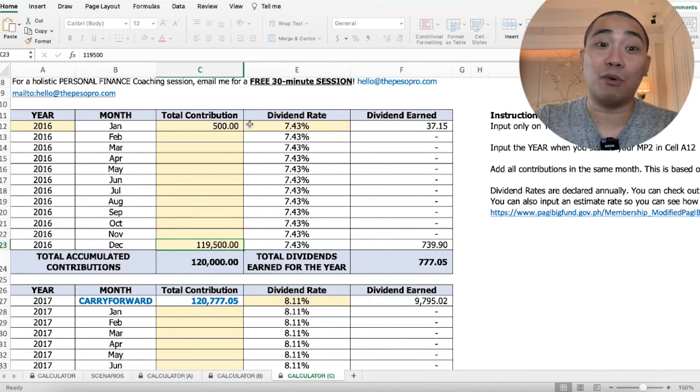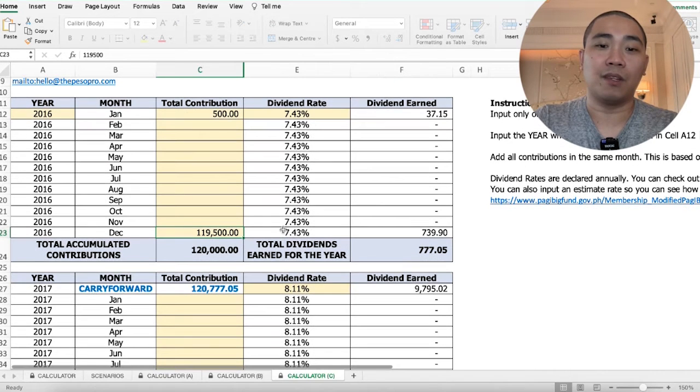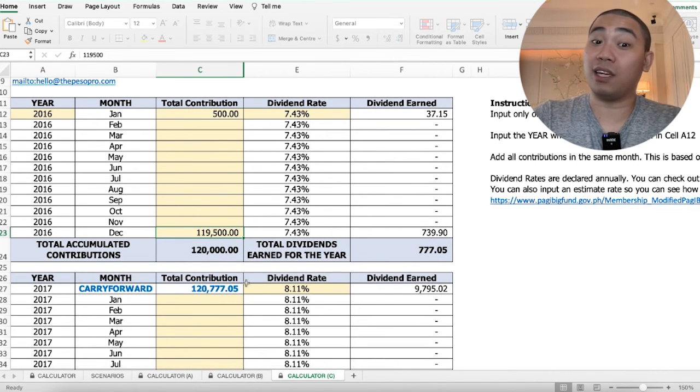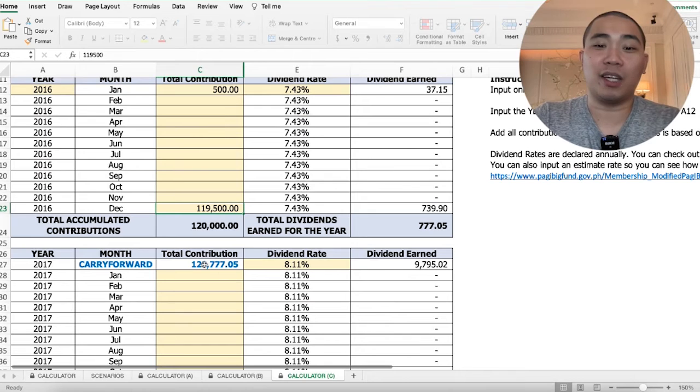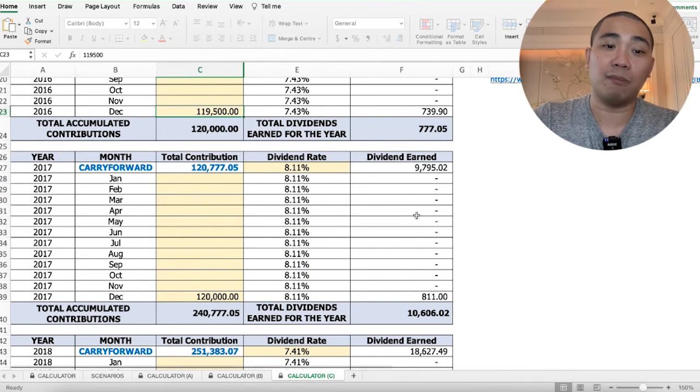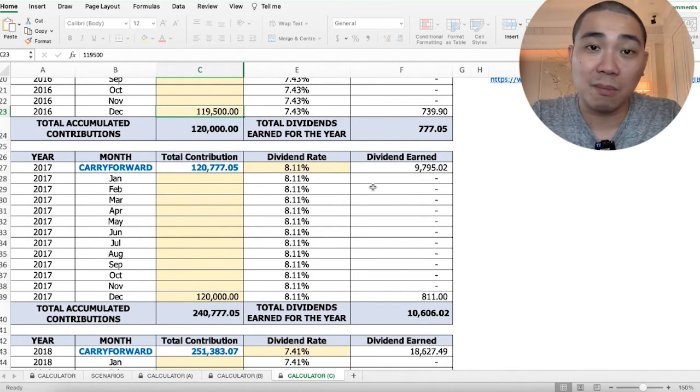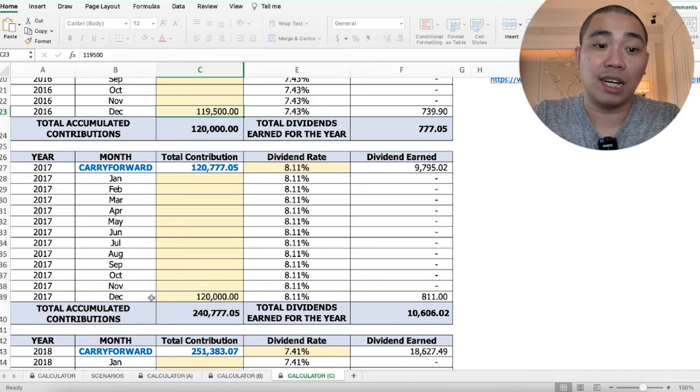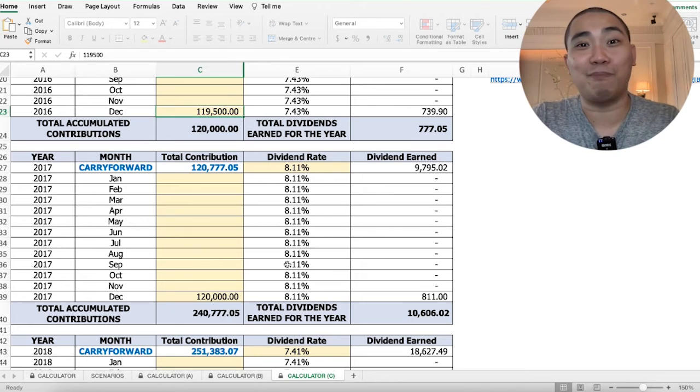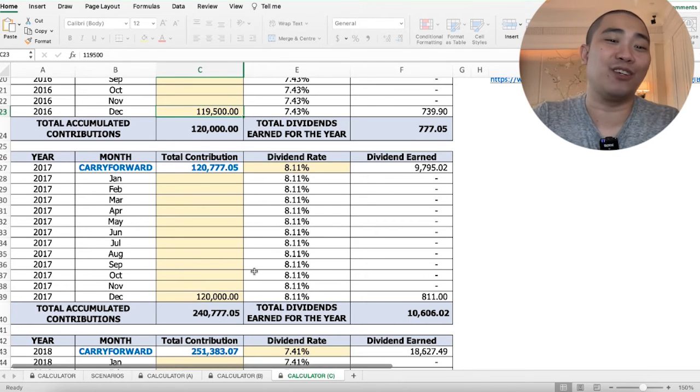Yung kumita ng buong taon is yung 500 lang. Don't worry though, kasi next year mag-carry forward yan. Right? So, mag-carry forward siya and then it will earn the full amount. Kaso, since lump sum yung strategy mo at the end of the year, nag-antay ka na naman ng December. Right? So, ipon ka or pwede din to na scenario for those na nakalaan yung December bonus nila sa MP2. Ito yung mangyayari sa inyo.